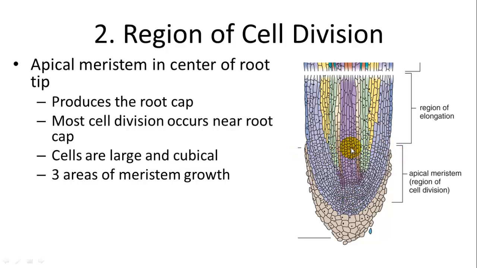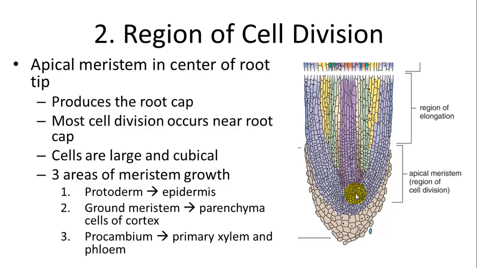These cells are generally large and cubical in shape, and there are three areas of growth occurring in this meristem. The protoderm, which is becoming the epidermis, the ground meristem, which is becoming the parenchyma of the cells of the cortex, or the inner part, and the procambium, which becomes the primary xylem and phloem.